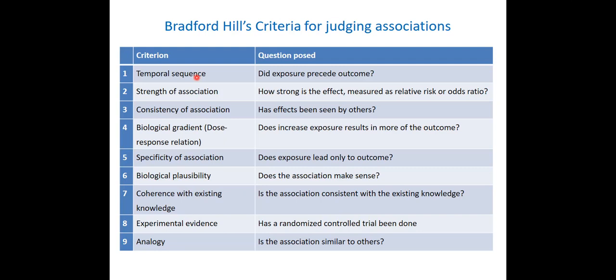Then we have biological plausibility. The association makes biological sense. Like, for example, you explain the pathogenesis. As a doctor or pathologist, you try to explain how it causes the disease. If it doesn't make biological sense, it's doubtful. So if it makes biological sense, yes, it contributes. But it's not as important as the rest, because there are many things people think don't make biological sense, but they do happen.